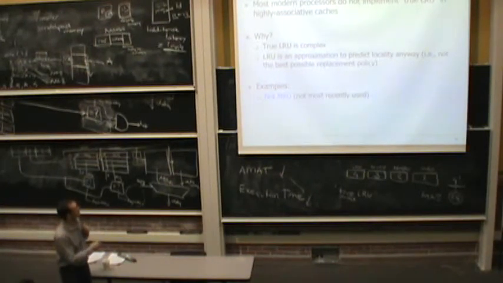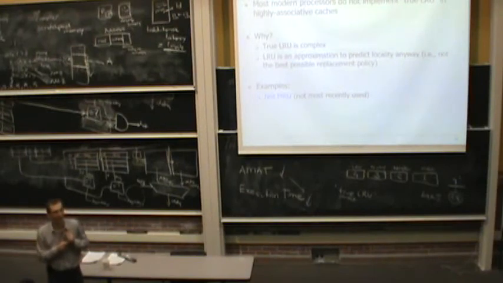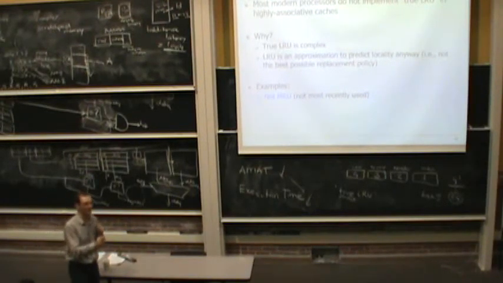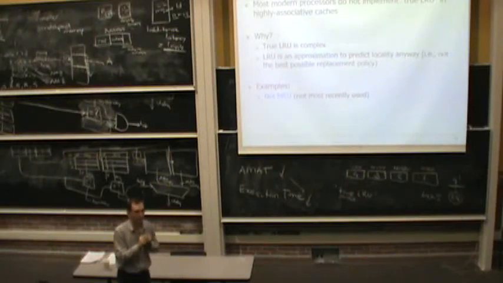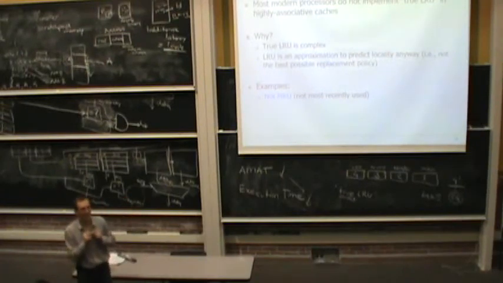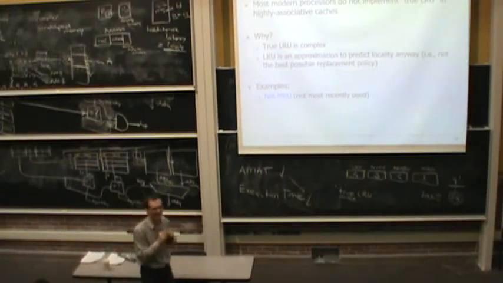What are examples of this? Not MRU. That's a very simple policy, right? You basically don't evict the most recently used block. And you could keep track of what is the most recently used. I'll let you figure out how many bits you really need to do that. I'm going to say 1 bit per block, but actually you could do better.